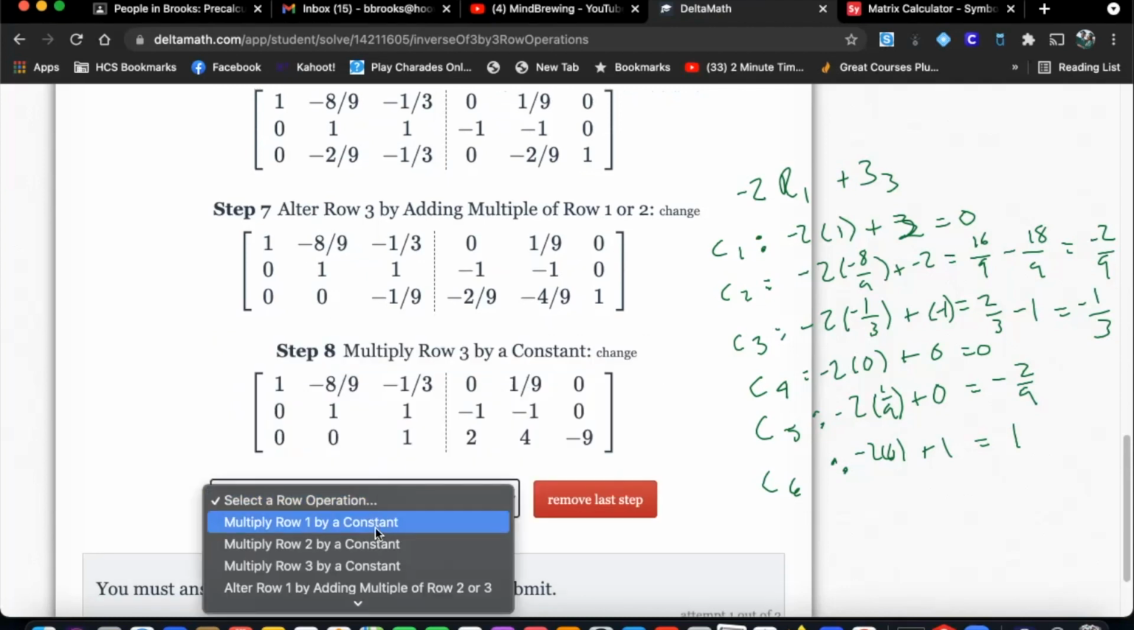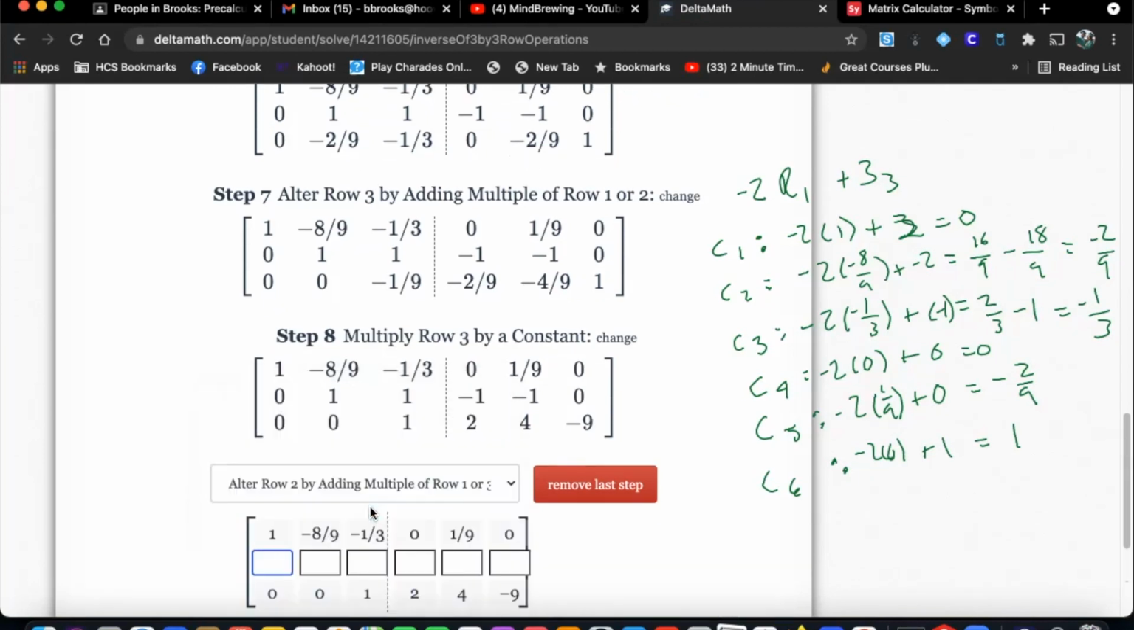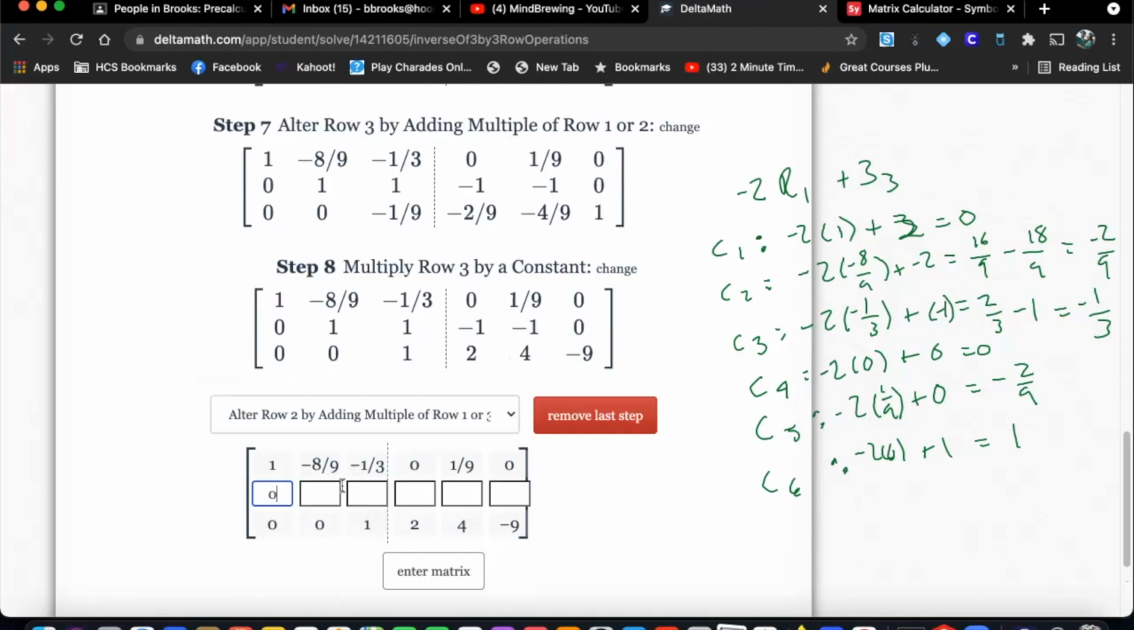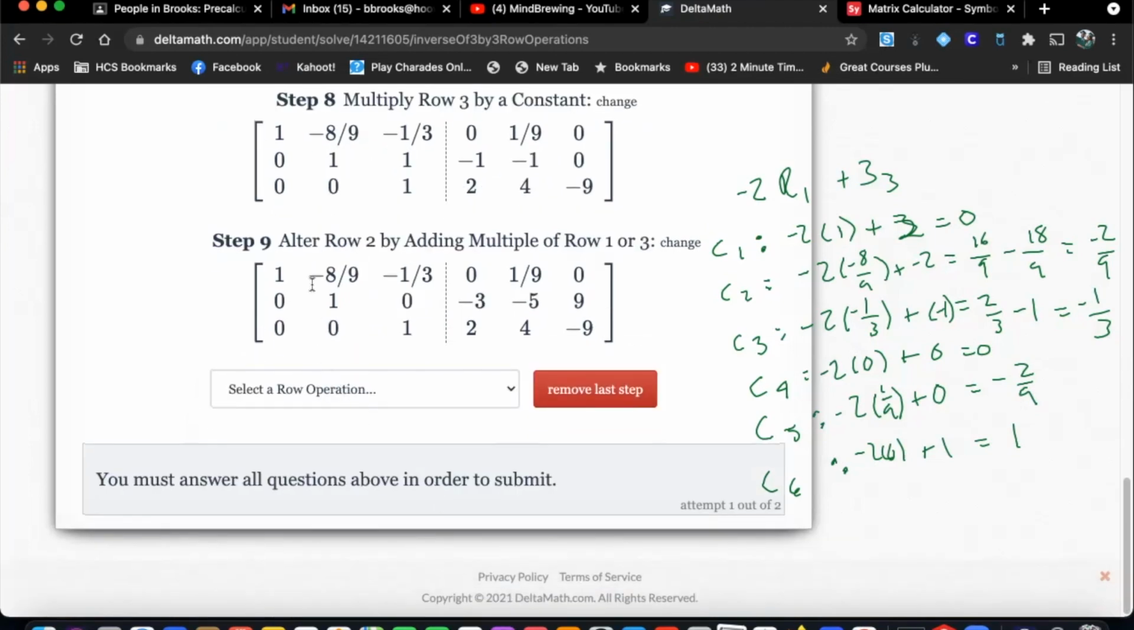Now I'm going to alter row 2 again by adding a multiple of row 3. I'm just basically doing row 2 minus row 1. So 1, 0, -2 minus... or -1 minus 2 is going to be -3. -1 minus 4 is going to be -5. 0 minus -9 is going to be +9. So into that matrix.